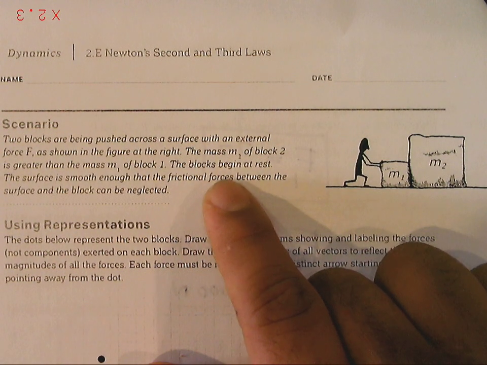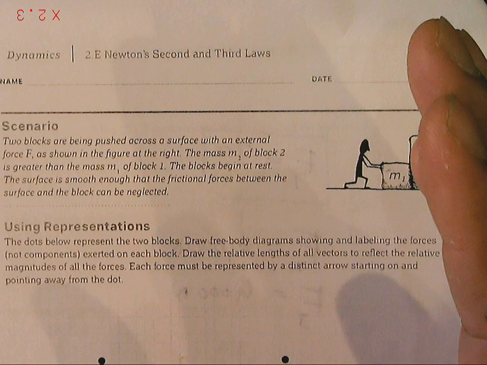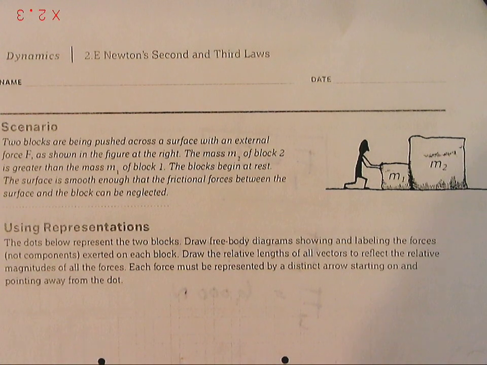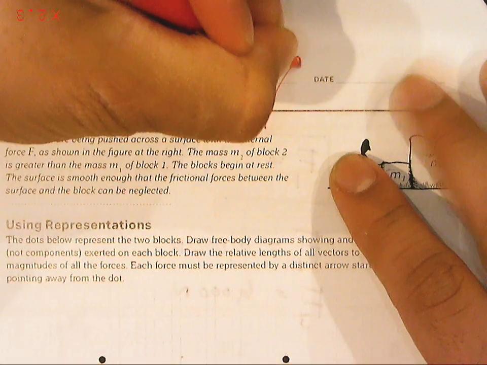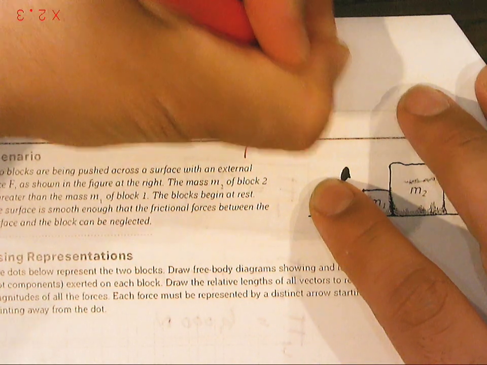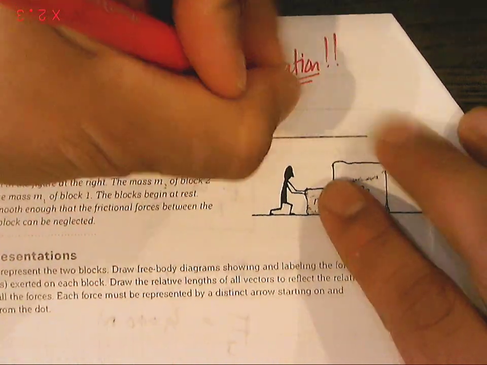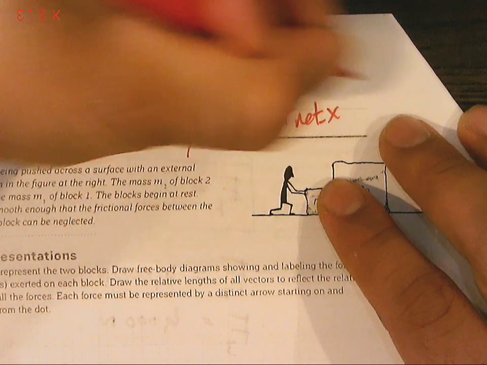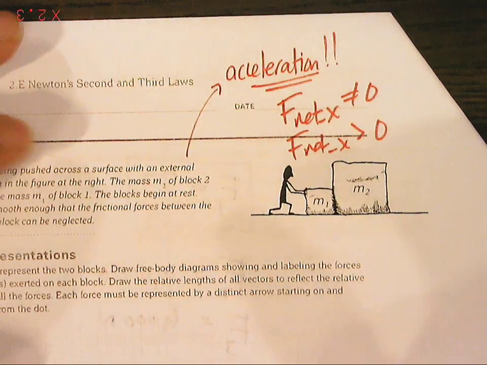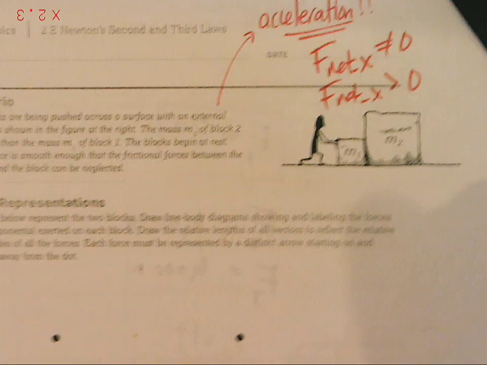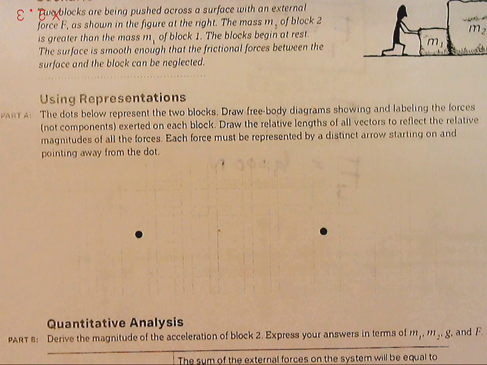The blocks begin at rest and then are getting pushed. So there is acceleration in this case, as we push, we're going to accelerate. So if we have that key note of acceleration, then we can say that the net force in the x, F net in the x, does not equal 0. The F net in the x actually has to be greater than 0. We want to keep that in mind because we do have this system accelerating. But there's something interesting that's going to come into play as we do this.